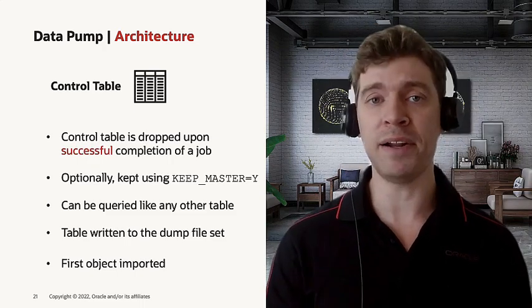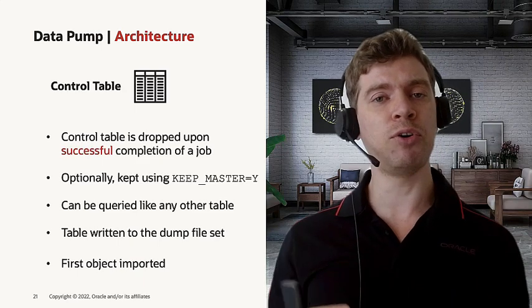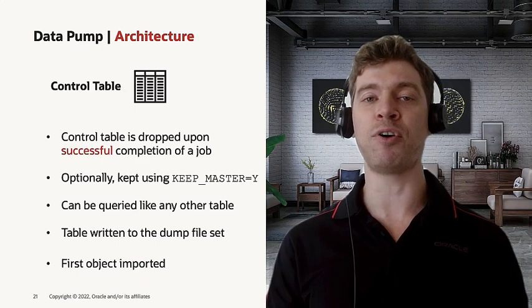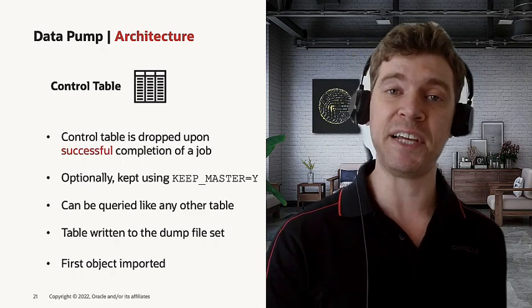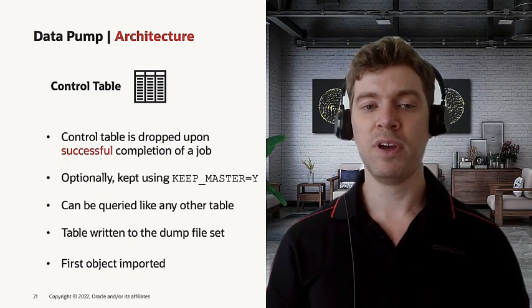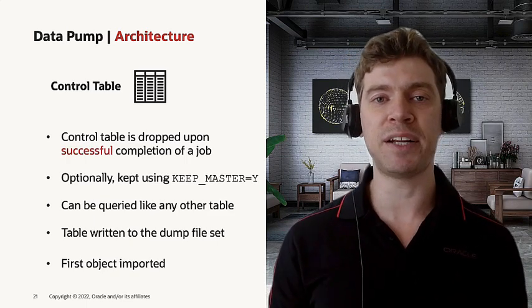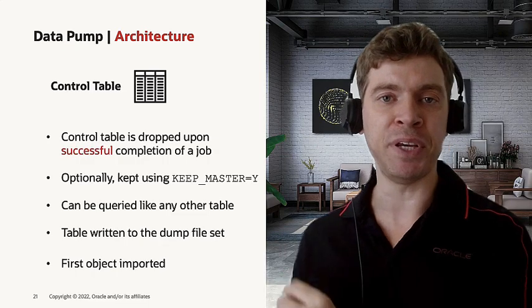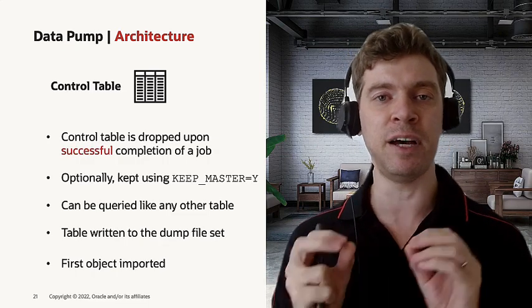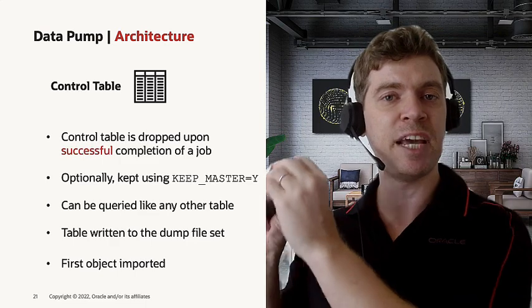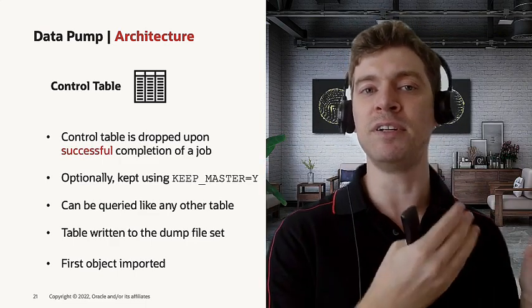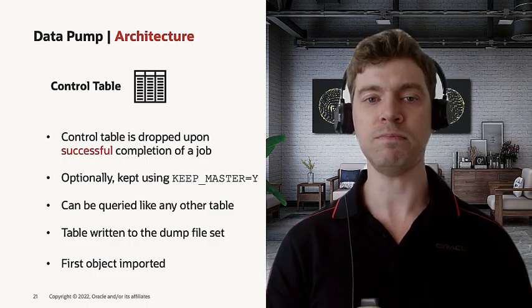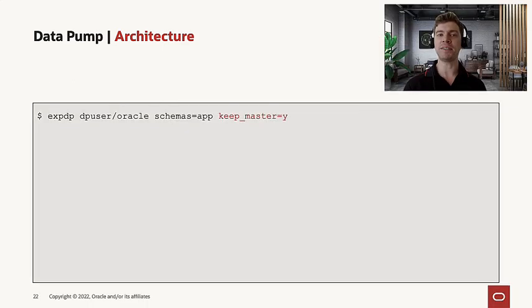This table can be queried like any other table. So you can create your own queries. You can have your automations to check the execution status, the execution percentage, just by querying this table. And this table is the first object imported when you run impdp. So when you run impdp, first the import job will create this table on the target database. Then it's going to read this table to import the objects from the dump file. So again, how we keep that table: we use this KEEP_MASTER=YES parameter.